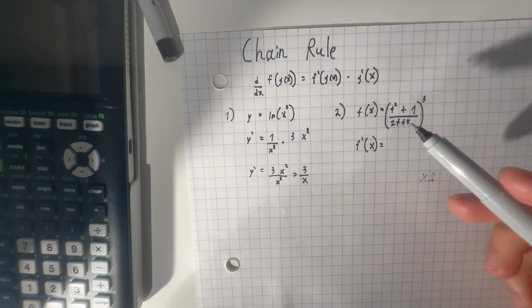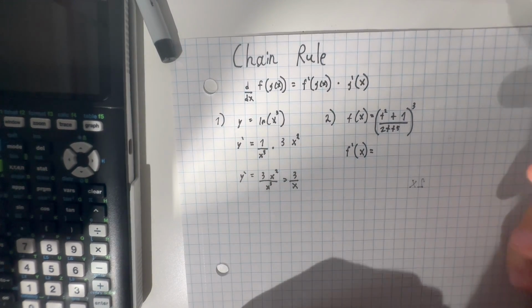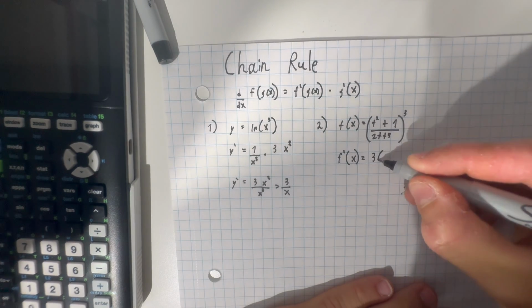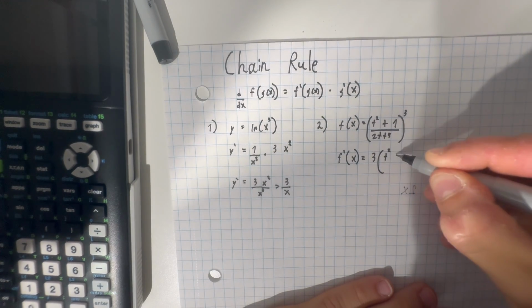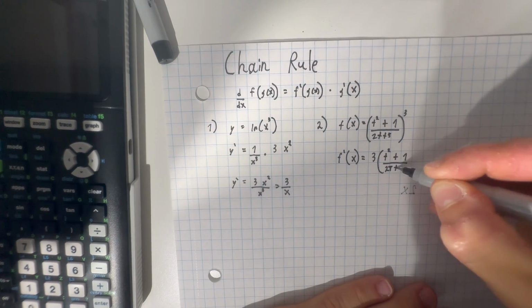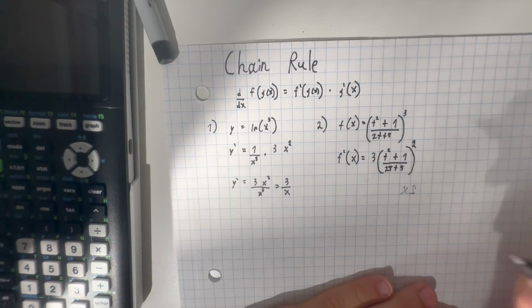We're going to have to use the quotient rule for this, but first let's start off differentiating the most outside function. So we can write 3 using the power rule times t squared plus 1 over 2t plus 5, all of this to the power of 2, so we just simply applied the power rule.